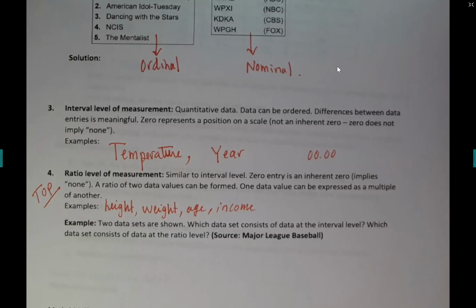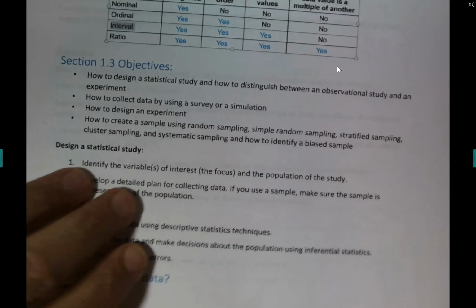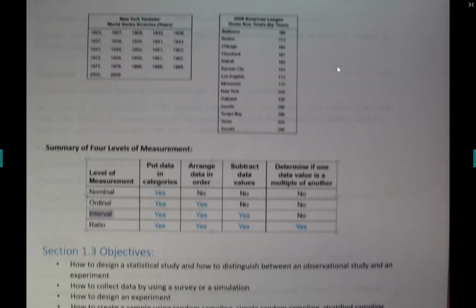Yeah, the grade, if you take it as 1, 2, 3, 4, that is correct. You can do that. So ratio is the most popular level, guys, of data that we collect. And that's what we will be using most of the time. So I'm going to give you an example, guys, and tell me which is which. Two data sets are showing which data set consists of data at the interval level, which data set consists of data at the ratio level. Let me project this. It shouldn't be too hard to tell.